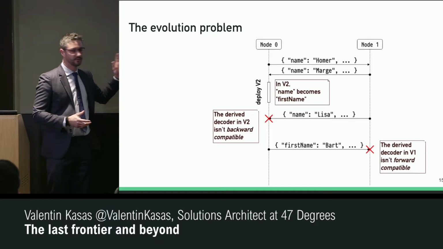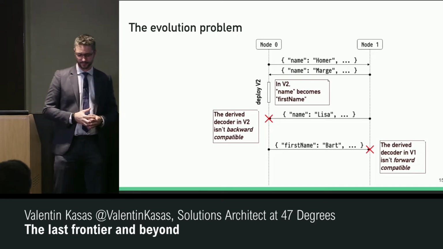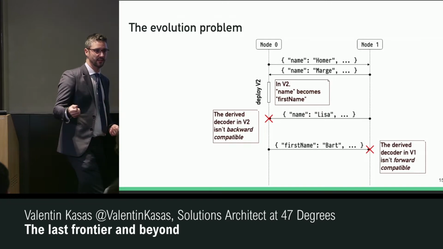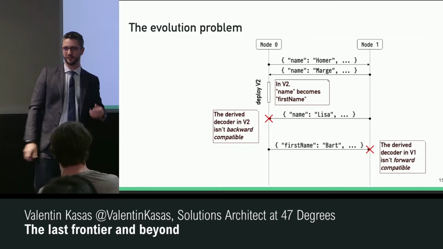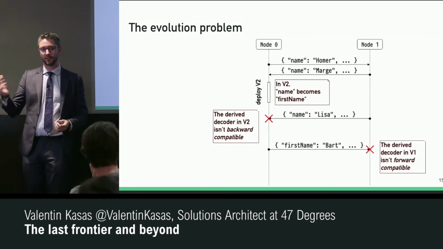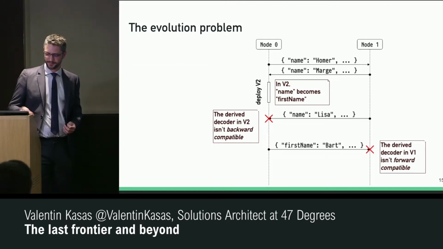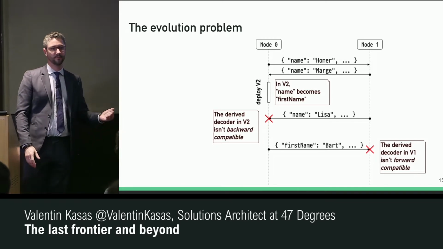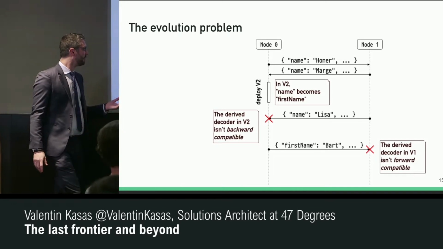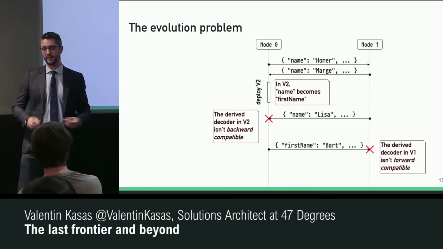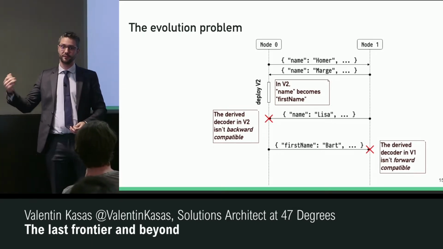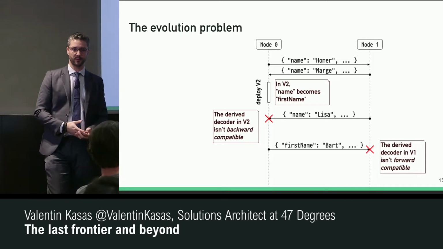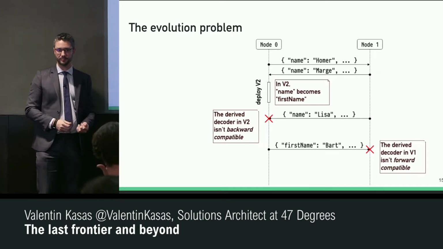So we deployed the version 2 on node 0. And this version 2 brings a breaking change on the format, because the field that was called name is now called username. So what happens once we have deployed version 2 on node 0? The node 0 receives a message from the node 1 that still runs the old version with a field called name. And so the node 0 doesn't understand the message anymore. It's a backward compatibility problem.